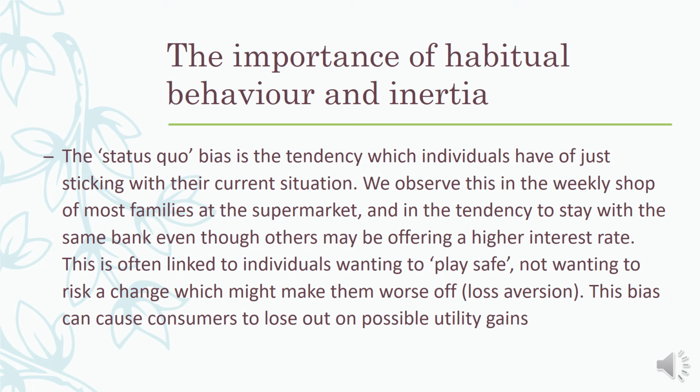This bias can cause consumers to lose out on possible utility gain. Actually, it is better if they change, even though consumers are not doing that. Other banks are offering a higher interest rate, yet in the present situation the consumer doesn't want to change. Why? Because of the inertia, because both are indifferent for that particular consumer. Actually, their net welfare gain would be positive, even though they are not ready to do that. So here, consumers are behaving irrationally.